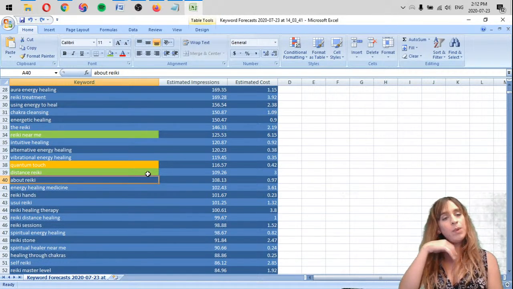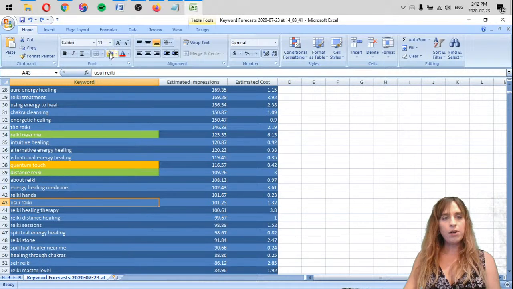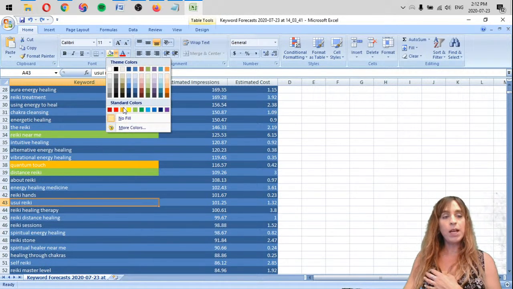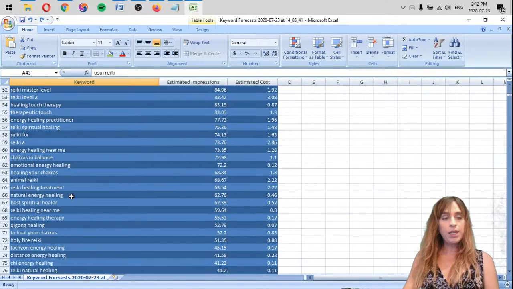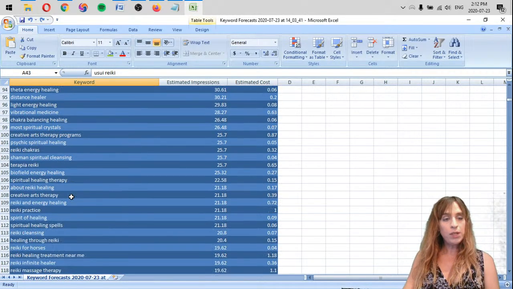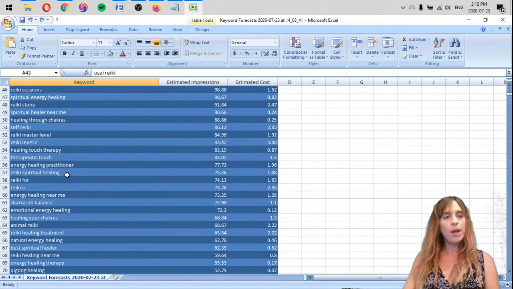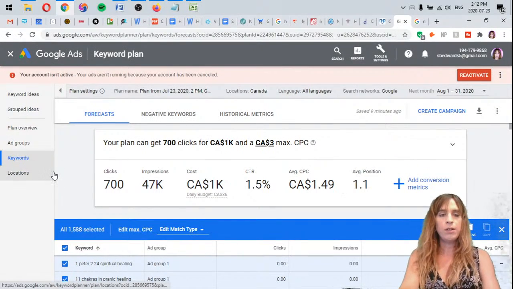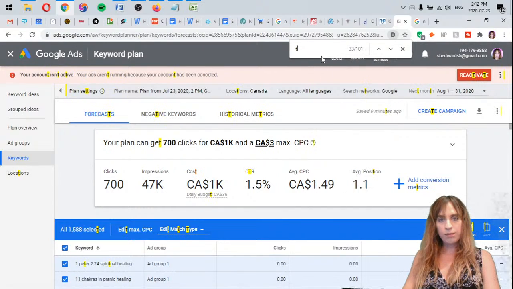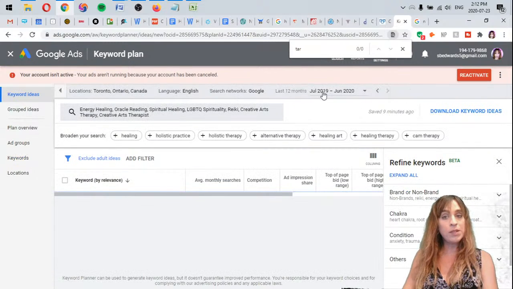Energy healing medicine, we can leave that in there. Usui Reiki, that looks like a specific modality. I don't know if Matt does that. One thing you might be noticing is there are very few tarot card related keywords in here. In fact, there are so few that I'm going to go back to AdWords and make sure I didn't make a mistake. Because you'd think that there would be some showing up.